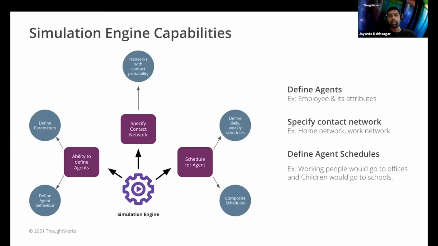So what are the different abilities this has? We have already spoken about it. There are four crucial parts to an agent-based model. These are not exhaustive, but essential parts. We know there's a geography, there's disease dynamics, there are agents, and then there are interventions.